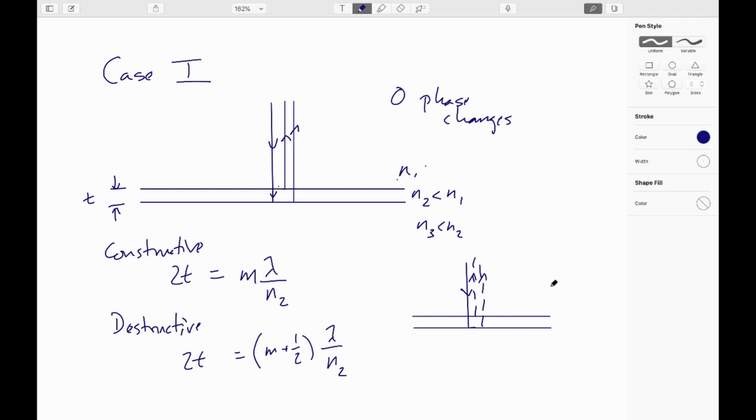So here, where N1 is less than N2, is less than N3, so for instance, a water slick on glass, water has an index of typically about 4/3, glass about 3/2. At both surfaces, the light coming back up will have a 180-degree phase change. Well, if they both change, then it's like neither of them changed. And so you wind up having the exact same results. But I should point out, the results can be quite pretty.